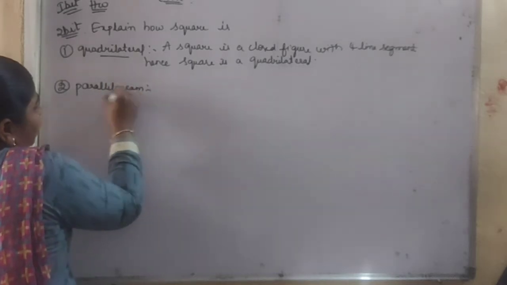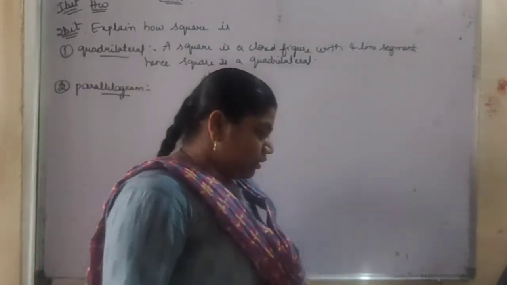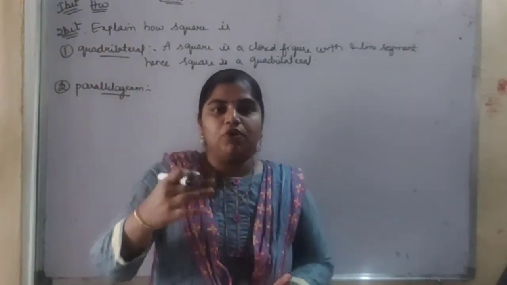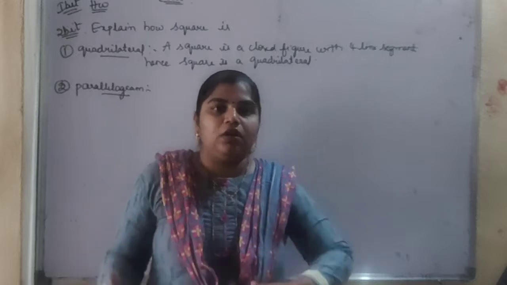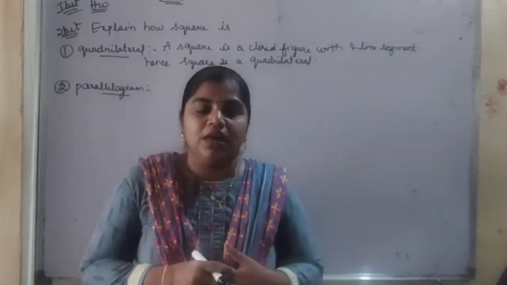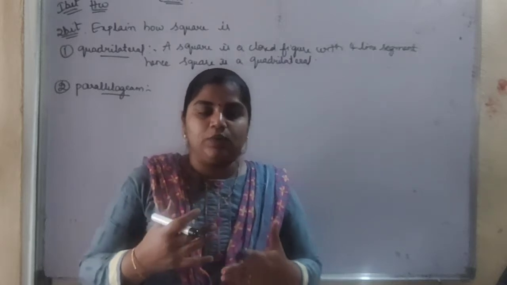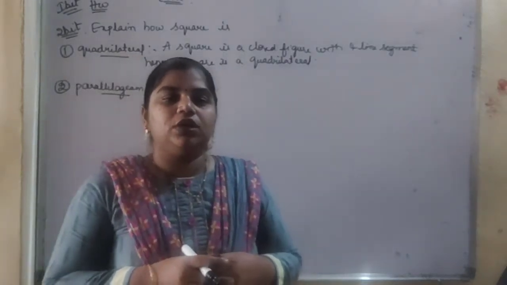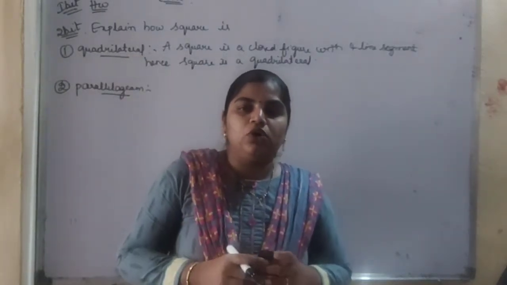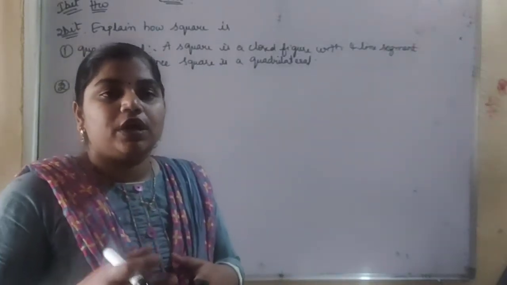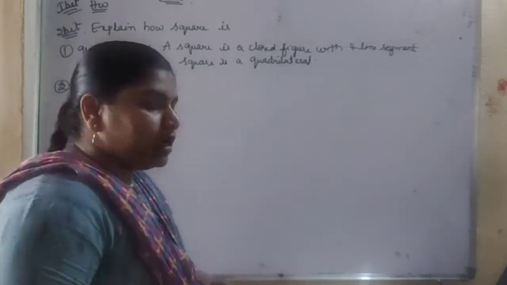So why are we calling this square a parallelogram? We know that in a square opposite sides are equal. In a parallelogram also opposite sides are equal and they are parallel. In a square opposite sides are equal as well as parallel to each other. In a parallelogram also opposite sides are equal and parallel to each other. That's why we are calling this square a parallelogram.